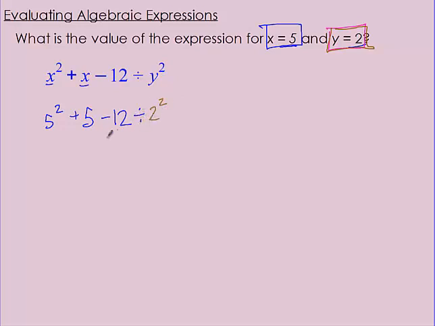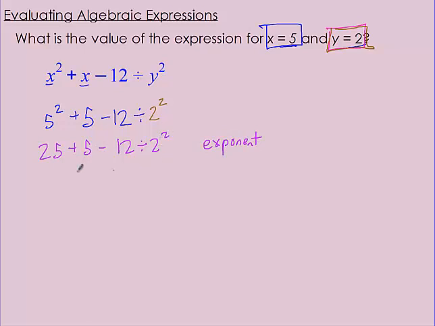Now, we just have to follow our order of operations. So going back to PEMDAS, well, we don't have parentheses, but we do have exponents, and we have 2 of them. It doesn't matter which one we do first. I'm going to choose the first one. 5 squared is 25. So I'm going to write 25 plus 5 minus 12 divided by 2 squared. And I did an exponent.